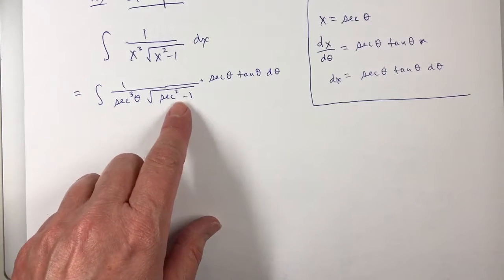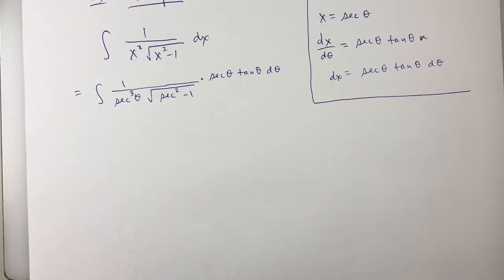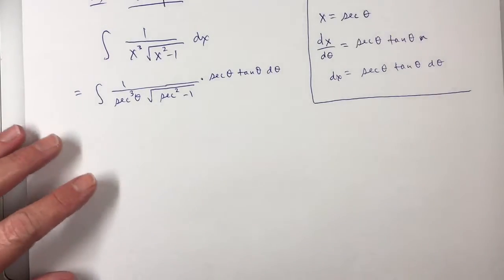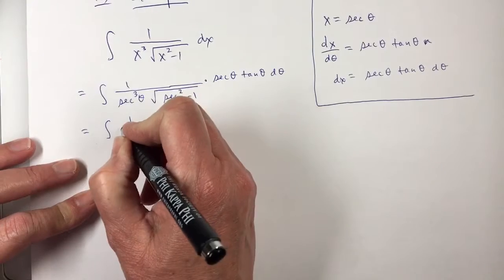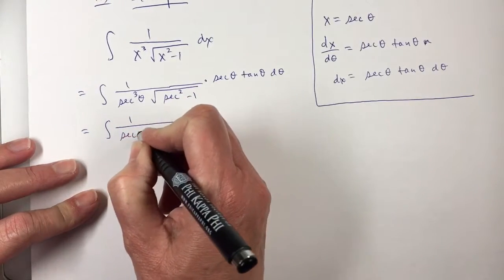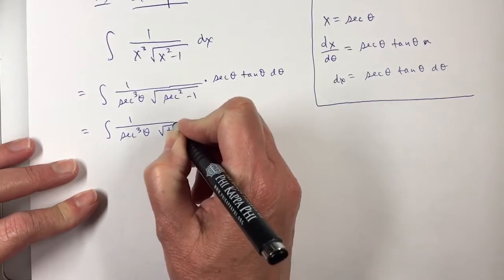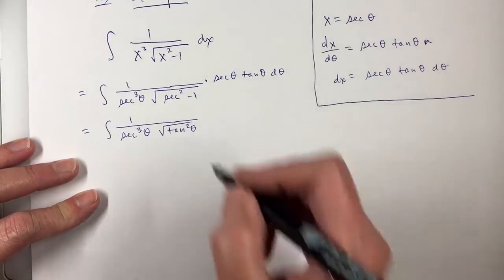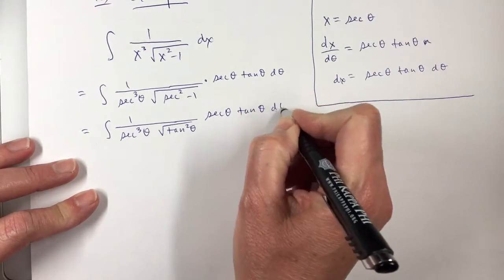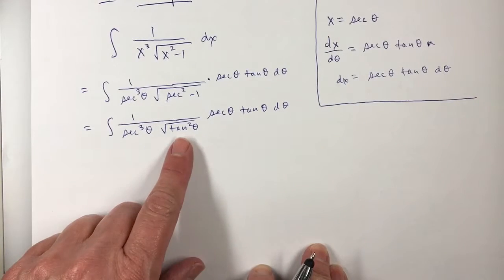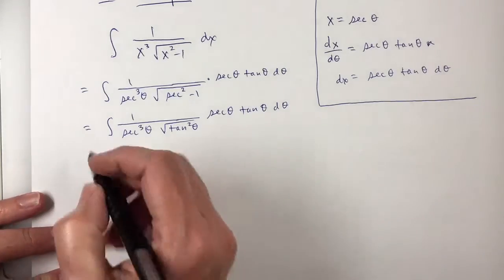So this secant squared theta minus 1, there is a trig identity for that. And it's going to be what? Tangent squared theta. So this is the integral of 1 over secant cubed theta times the square root of tangent squared theta. And then I'll have times secant theta, tangent theta, d theta. The square root of tangent squared theta is just tangent theta.